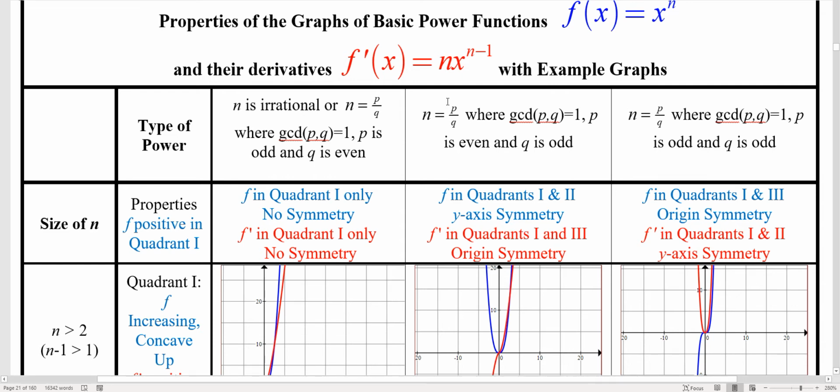If it's even over odd, that's going to be quadrants 1 and 2 for the original. And it turns out the derivative will be odd over odd, so it's quadrants 1 and 3. And if it's either irrational or odd over even, the derivative will also be odd over even or irrational, and it will have quadrant 1 and no symmetry for both the original and the derivative.